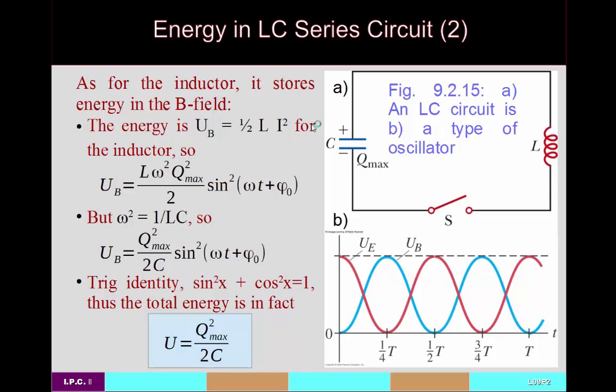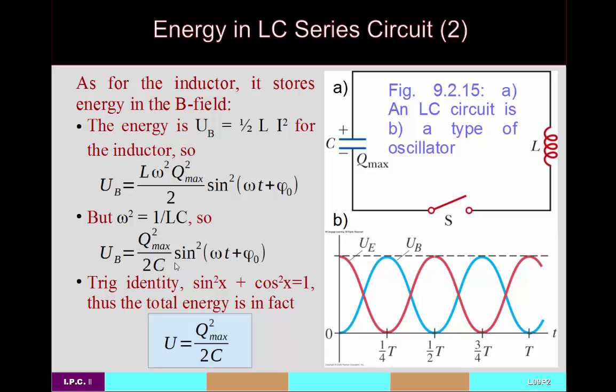So for the inductor, the energy is 1/2 of the inductance times the current squared. That ends up looking something like this by the time all is said and done. And remember, omega squared is 1 over LC. So we could substitute 1 over LC for omega squared, cancel the L's from top and bottom, and you'd have a C left on the bottom. That gives you Q squared max over 2C times sine squared of omega t plus phi naught.